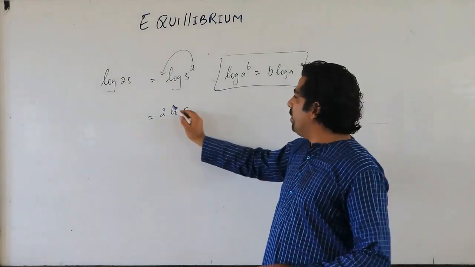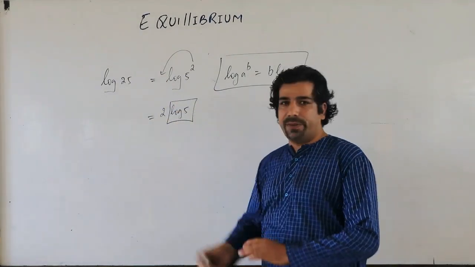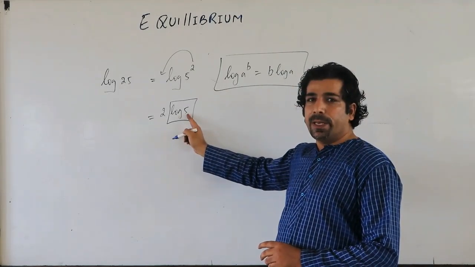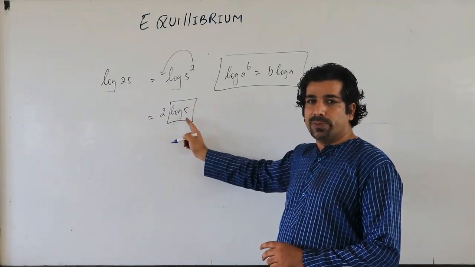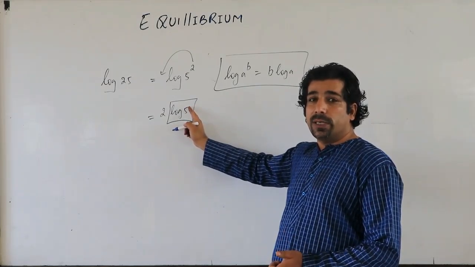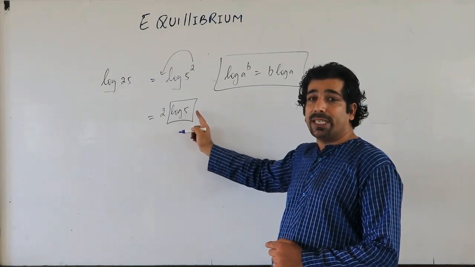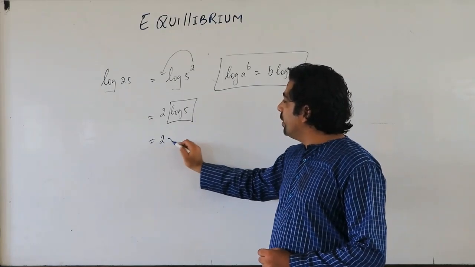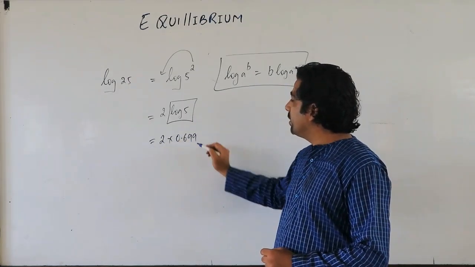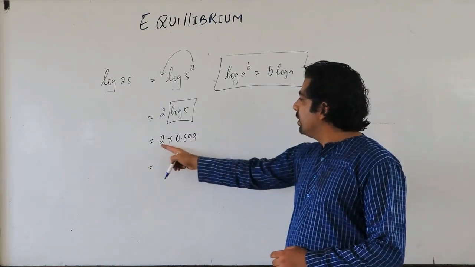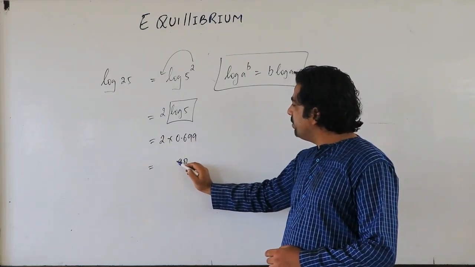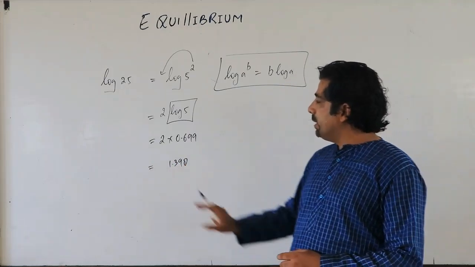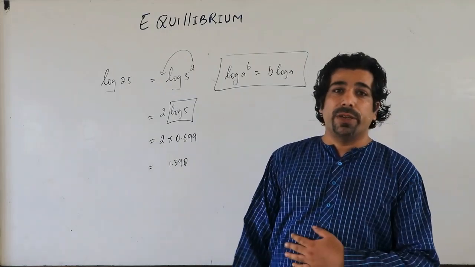And you are aware about the value of log 5, my dear friends. How to calculate that log 5 value is basically log 10 divided by 2. And log 10 is equal to 1, and log 2 is 0.3010, and I was getting 0.699 as the value. So it will finally become 2 into 0.699, which is 1.398. So this is how you can find out the log 25, my dear friends.